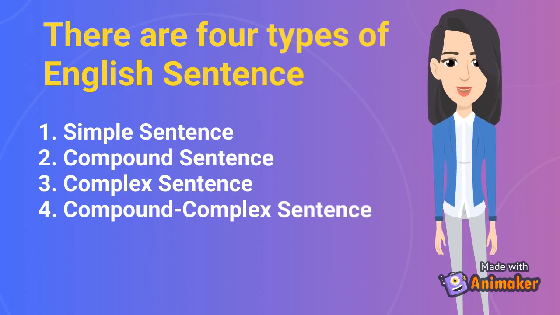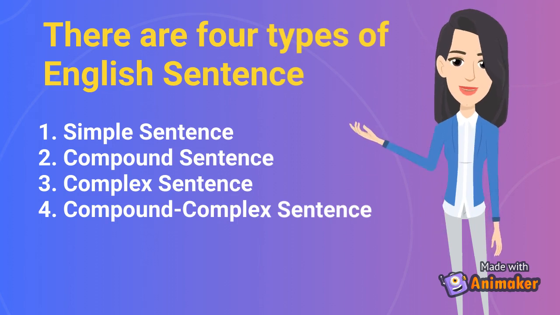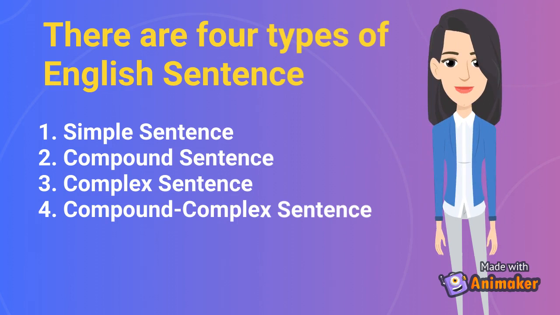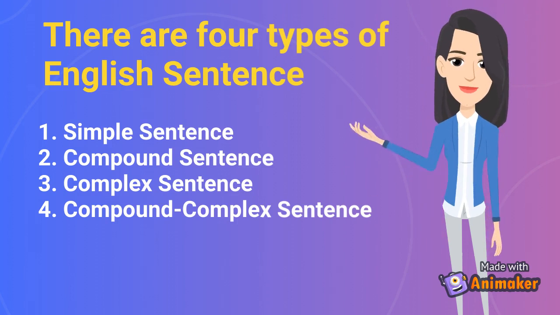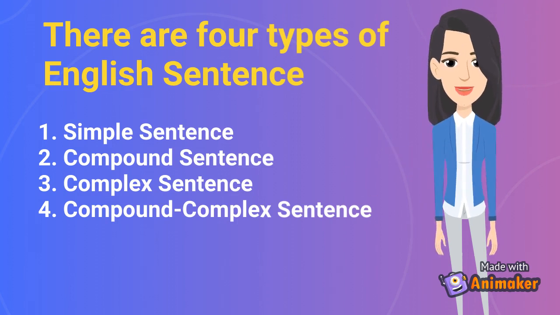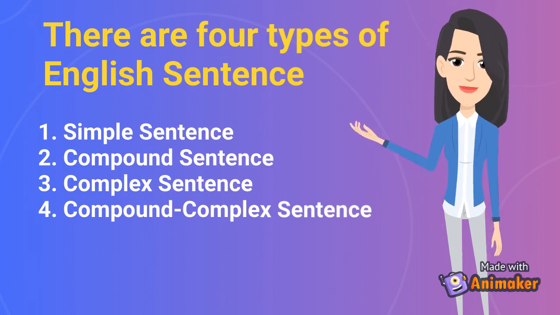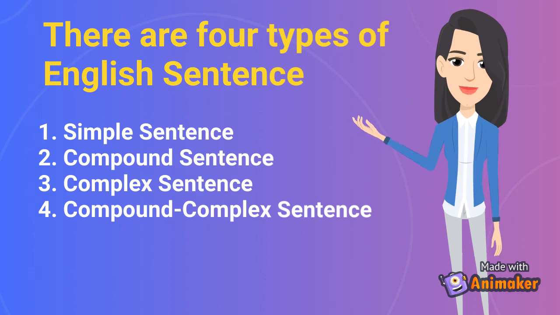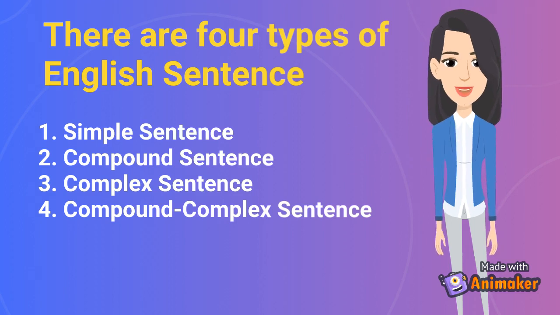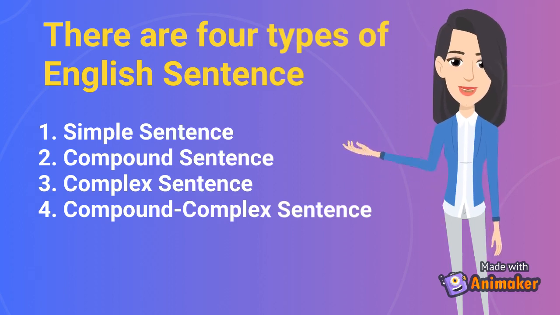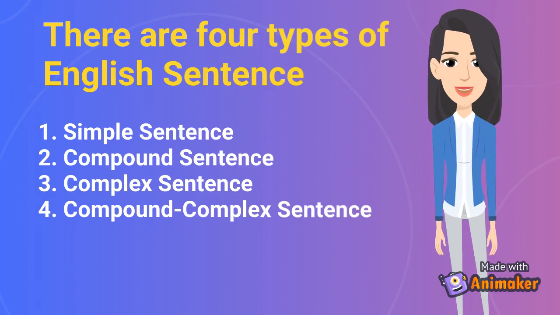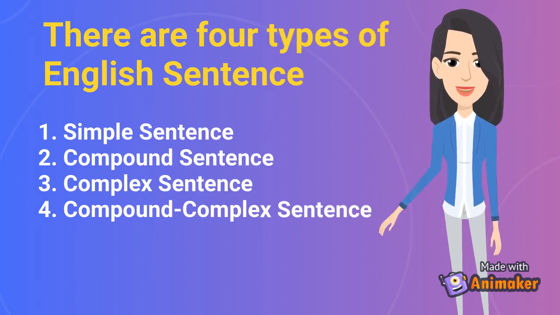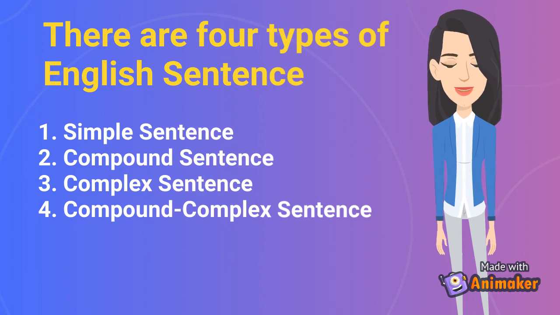Okay, let's start. Now we'll review what is an independent clause. An independent clause contains a subject and predicate, and it can stand alone, while a dependent clause contains a subject and predicate, but it is not a complete thought. It begins with a subordinating conjunction, so it cannot stand alone.